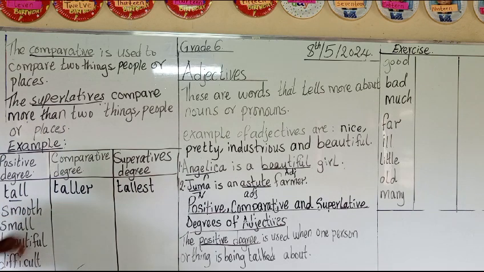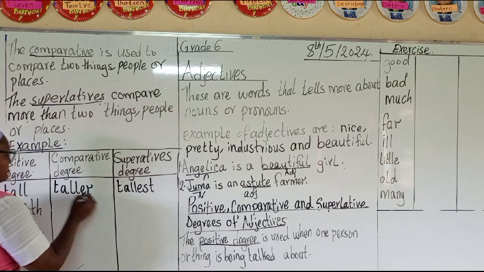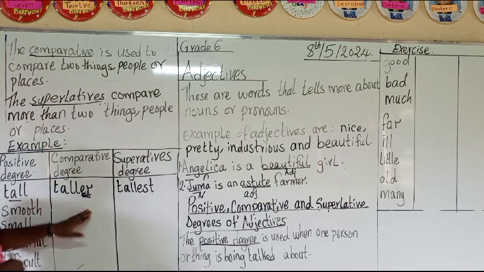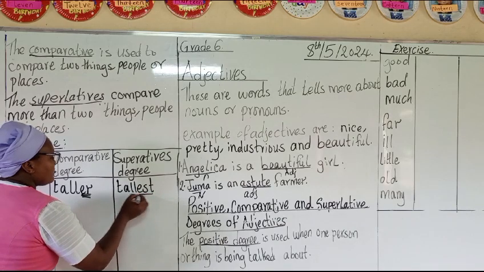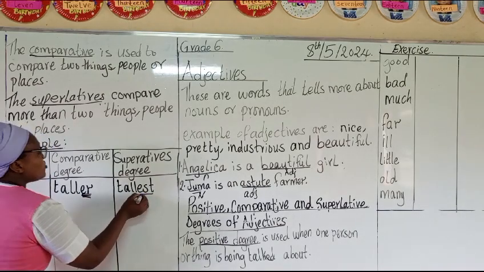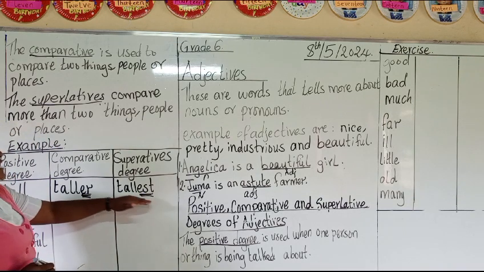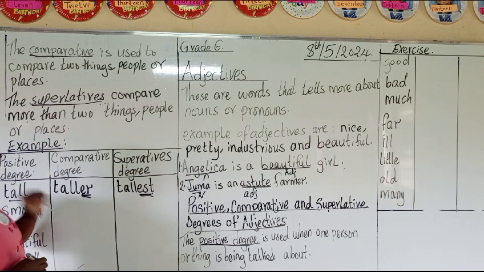To make a comparative, you add ER. So when you're forming this from the positive one, for the regular adjectives, we add ER to make the word taller, which is a comparative. To make superlative, you must have seen I have changed ER to EST. So the EST has given me the superlative degree.